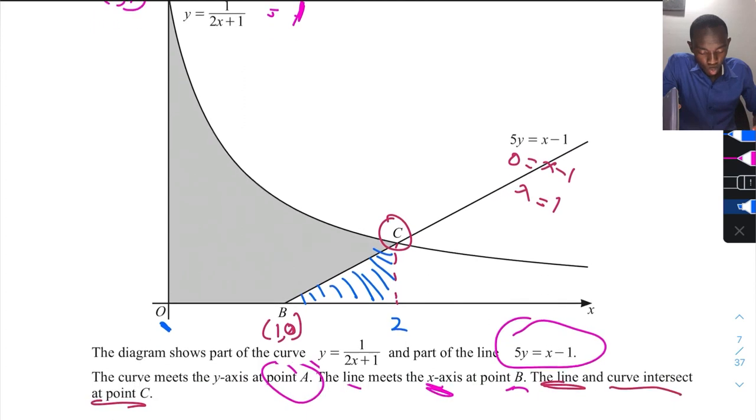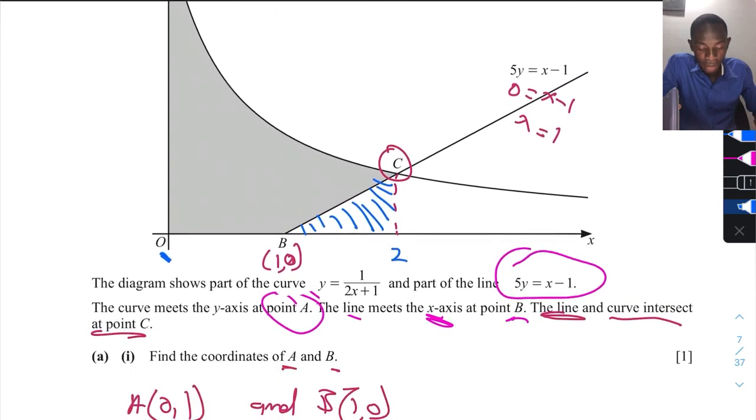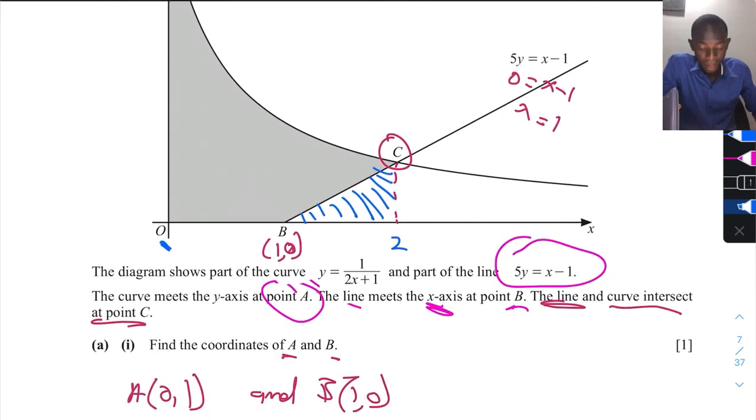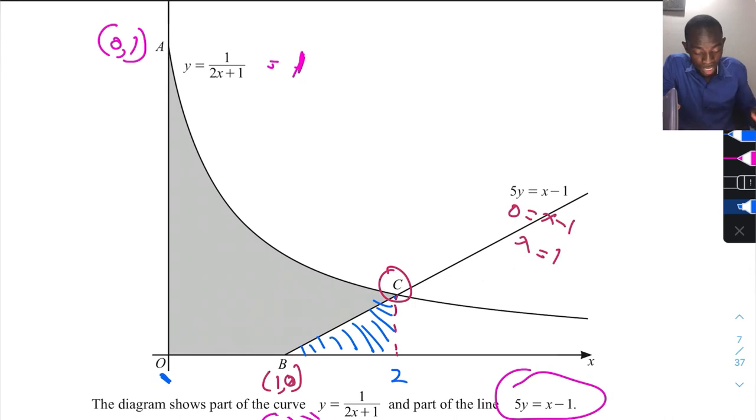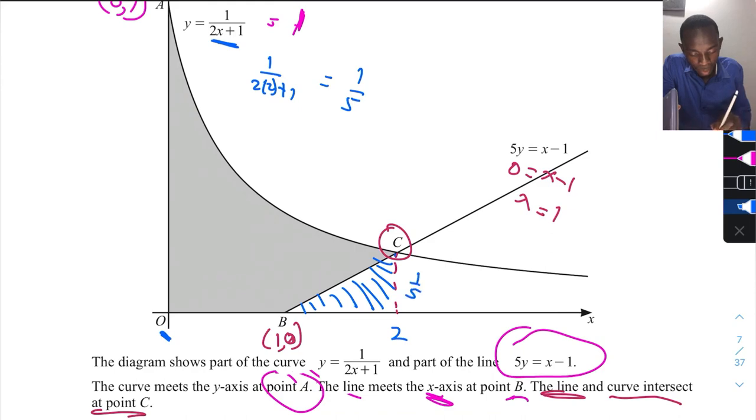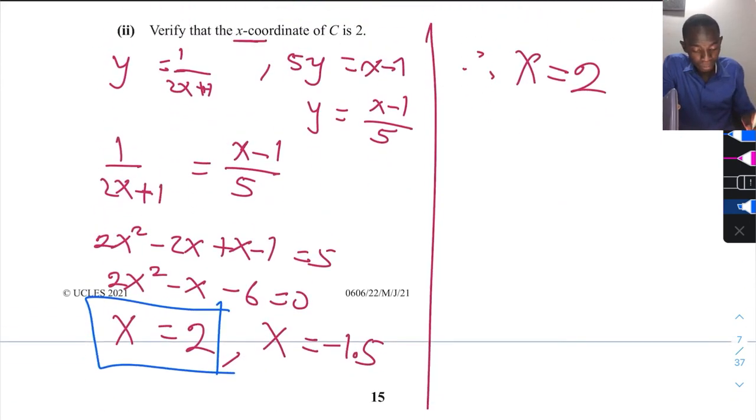All right, and you know how to find the area of a triangle: half base times height. Now we need to know the height. So if I put 2 into the curve, I'm going to have 1 over 2 times 2 plus 1, that will be 1 over 5. So the height itself is 1 over 5. Okay, so that's the plan.